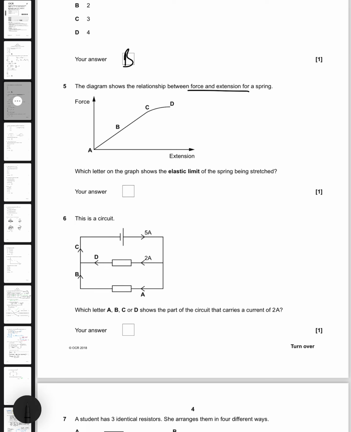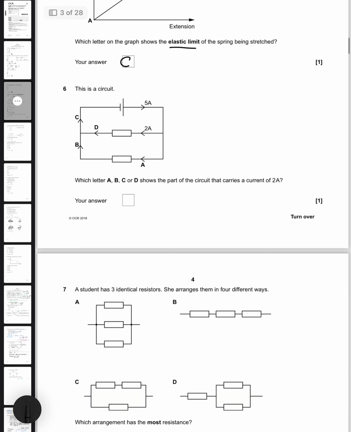The diagram below shows the relationship between force and extension for a spring. Which letter on the graph shows the elastic limit of the spring that is being stretched? The elastic limit is reached at point C. That is when you start to have plastic behavior because the spring no longer returns to its original position. As if you didn't know, elastic limit is the point where too much force is applied to that spring, and as a result, it does not return to its original position. So the answer is C.